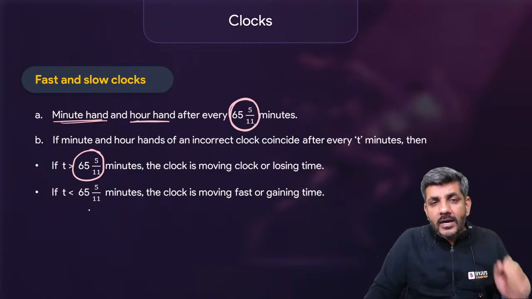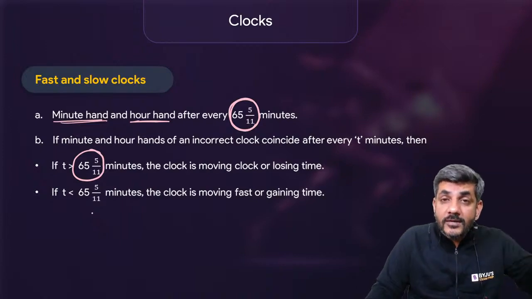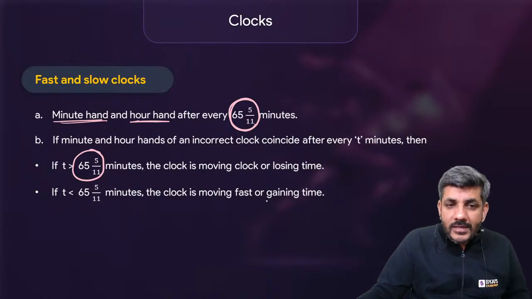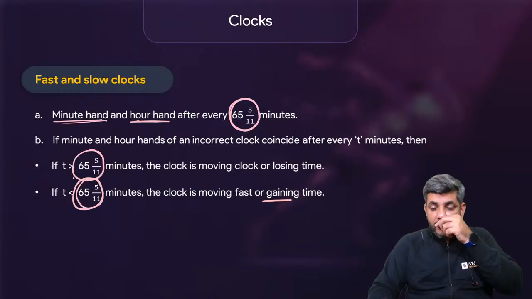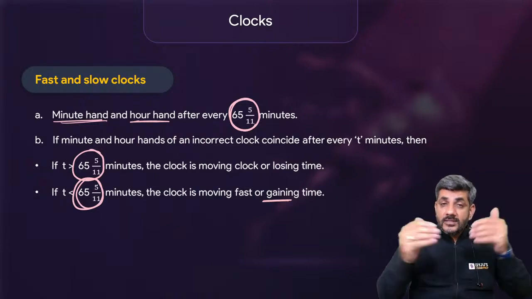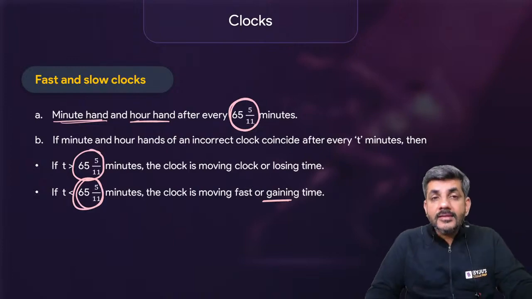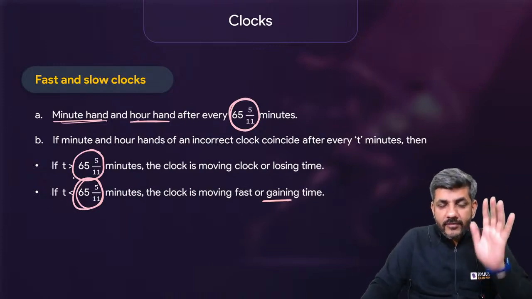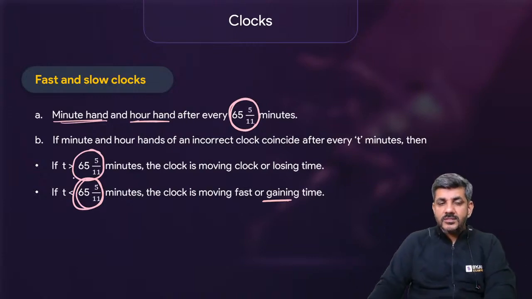Two people are running on a track. They meet after every 2 minutes. If they start running slow, they will meet after more than 2 minutes, not before 2 minutes. Similarly, if a clock is gaining time, then they would be meeting in less than 65 and 5 by 11 minutes, because they are moving fast. When they move fast they meet sooner, and when they move slow they meet a little late. That's what is being shown to you over here: if a clock is going fast or slow, what is to be done? That's what we are going to discuss in this.